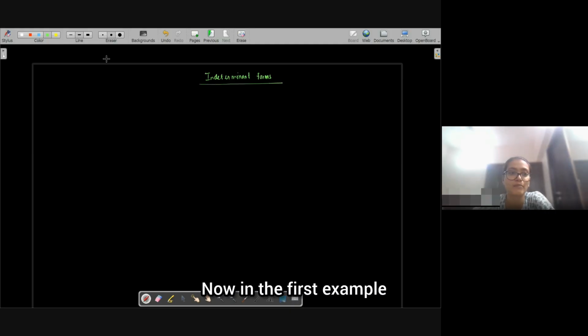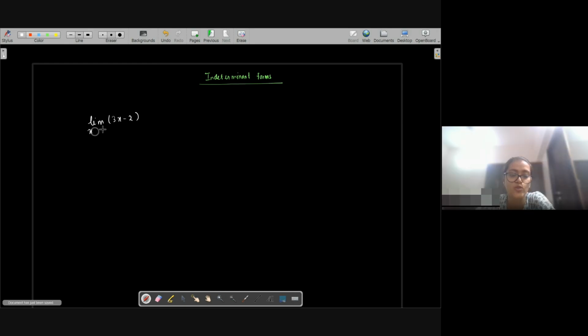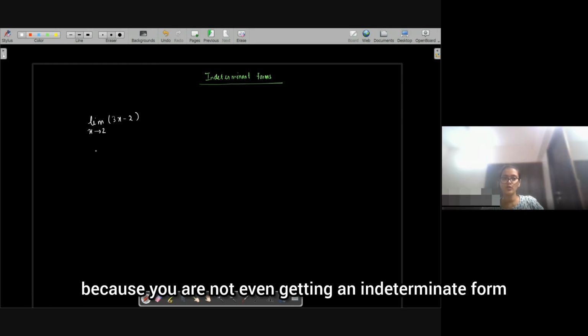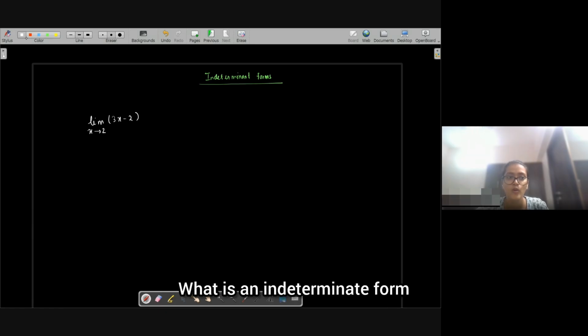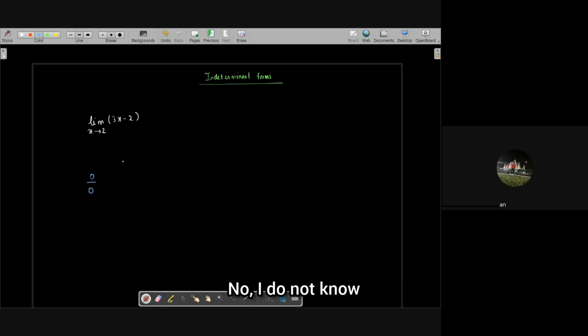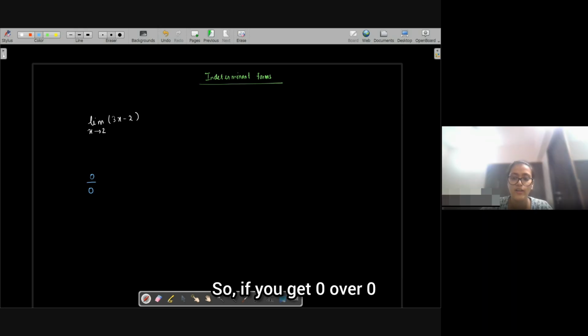Now in the first example, where you have the limit of 3x minus 2 when x is approaching 2, this is very easy because you're not even getting an indeterminate form. What is an indeterminate form? There are 7 indeterminate forms. Do you know them? No, I don't know. So if you get 0 over 0, then it's indeterminate.